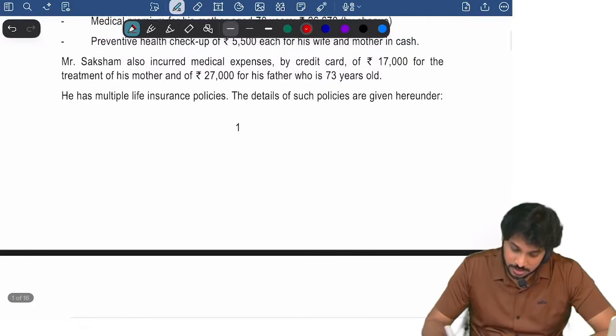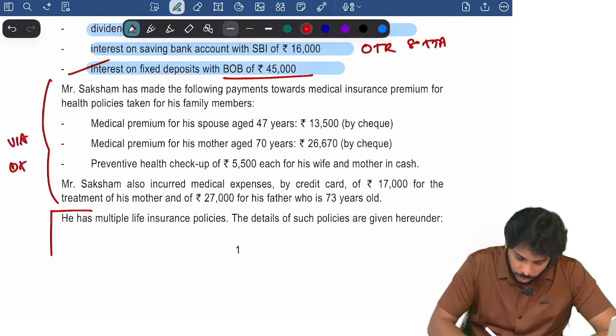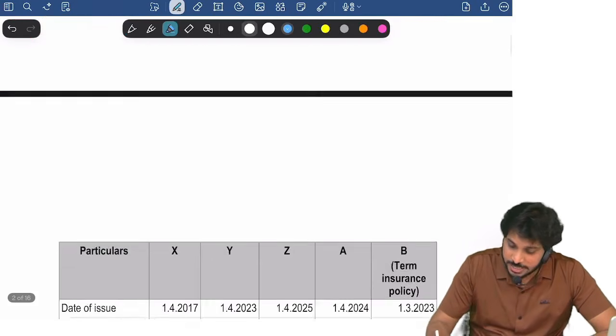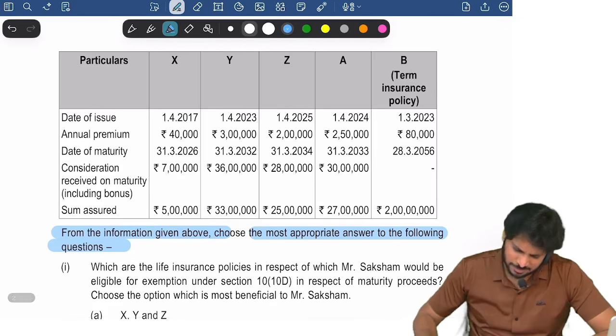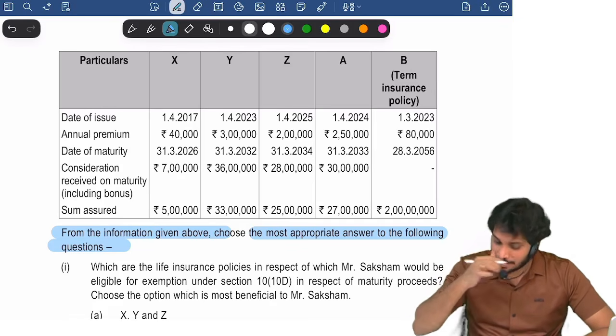sources, one more income is there. These are all Chapter 6 deductions, ma. This is the optional tax regime only. Okay. Now he has multiple insurance policies. The details of such policies are given below. After 1st April 2023, that logic is applicable.